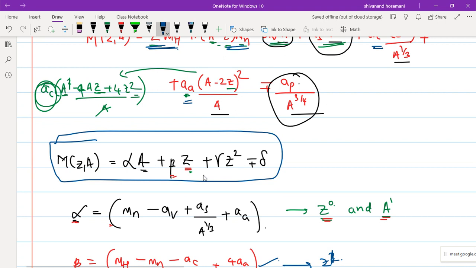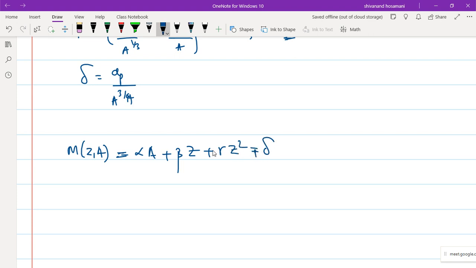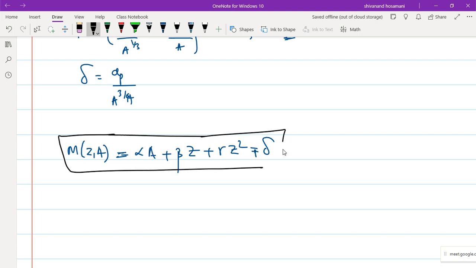Right? Let's look at this expression. I'll rewrite the same expression here. That is, the mass of any nucleus can be written as alpha into A plus beta into Z plus gamma into Z square, then minus or plus delta. See, this expression is actually a quadratic equation as a function of Z. Isn't it? This expression is a quadratic equation as a function of Z. Therefore, this expression represents a parabola.